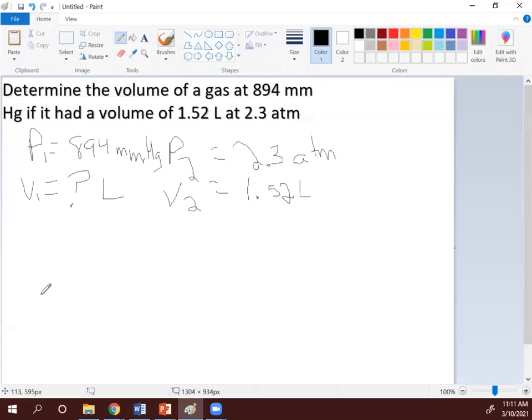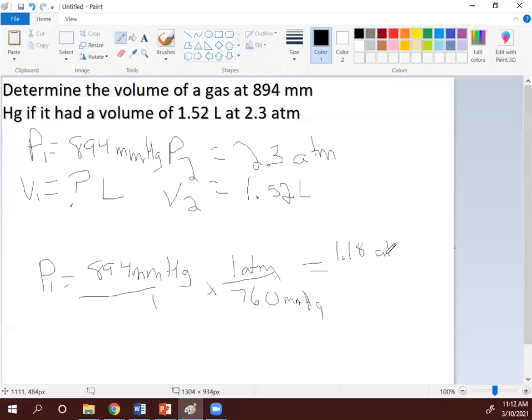So I know that for P1, I need to do 894 millimeters of mercury. So I'm going to convert that to ATM. So put that over 1 times 1 ATM over 760 millimeter mercury. You could have just as easily converted the ATM to millimeter mercury, and so you get, what do you get? 1.18. And that equals 1.18, and my unit there is ATM. So instead of using this number, I'm going to use 1.18.